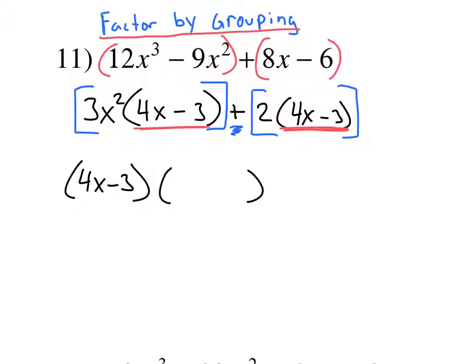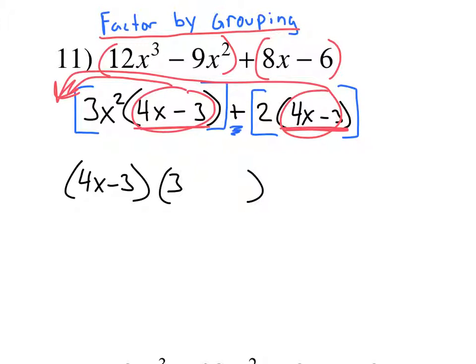So if you think of that thing in the middle there as being a big binomial, I have now taken this term and this term, and I have pulled them out in front of the binomial. Well, then what's left inside? 3x squared plus 2. Excellent.